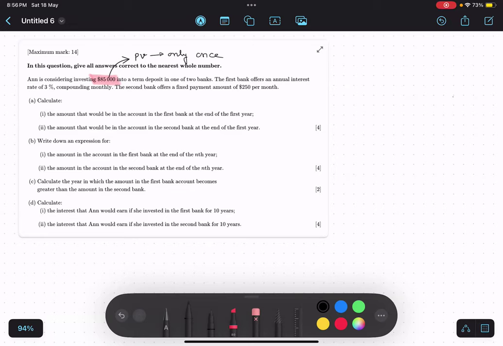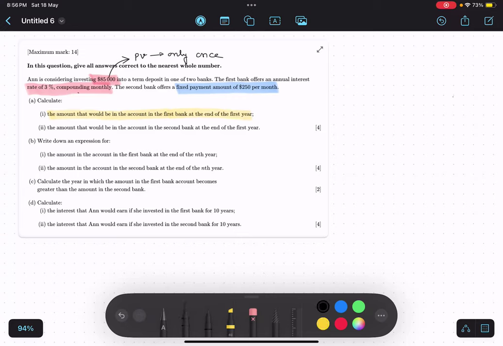Okay, moving forward with this particular question. There are two scenarios, Bank A and Bank B. Bank A is offering 3% compounding monthly, and Bank B is offering a fixed payment of 250 per month. That is like simple interest. Now, what is our first question saying? Calculate the amount that would be in the account in the first bank at the end of 5 years.